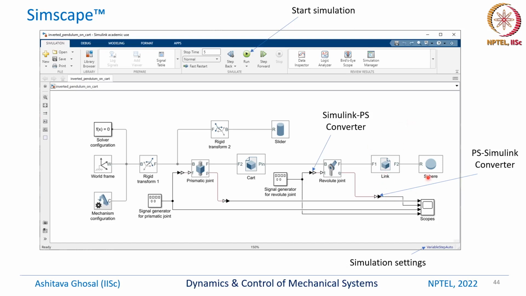So we can have a link, we can have a sphere. The sphere is the mass, and this link has a sphere at the end of it. Then there is a revolute joint, and we have input to the revolute joint, then we have a cart. So we can have all these various components, and we can connect them to show how motion or how each of them is connected.